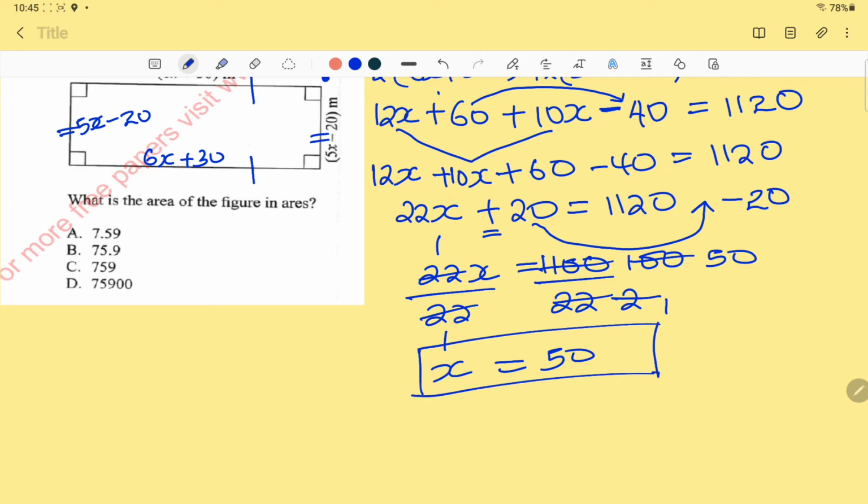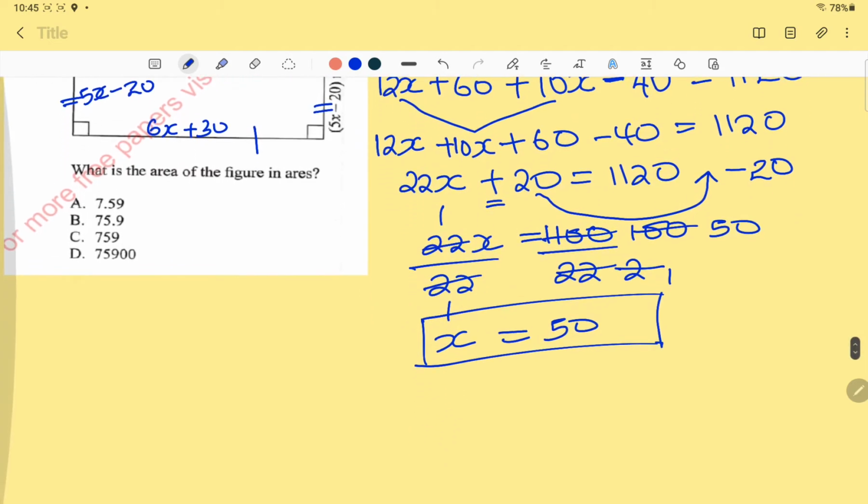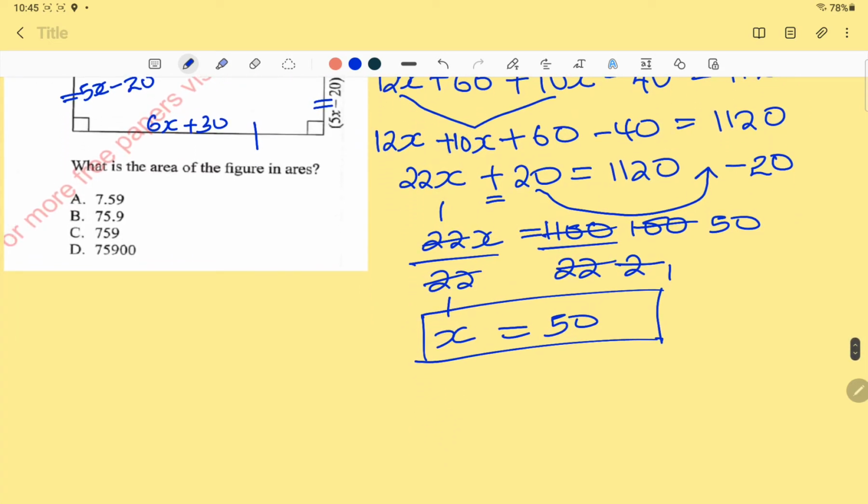Okay, so since now we know the value of x, we can replace x in this expression, and then we can find the length. All right, so the next step, I want us to find the length, and then we are going to find the width as well.